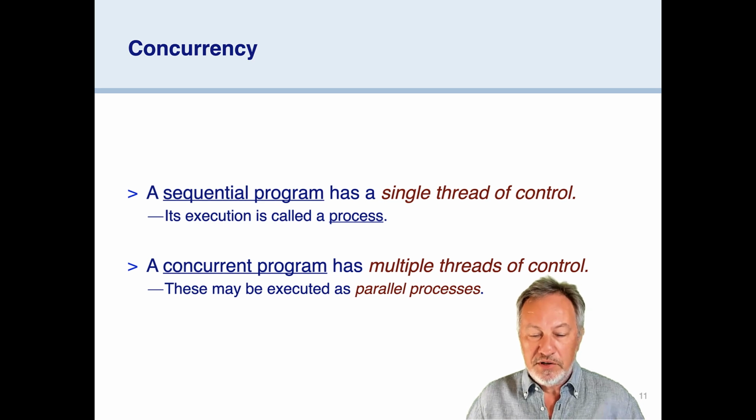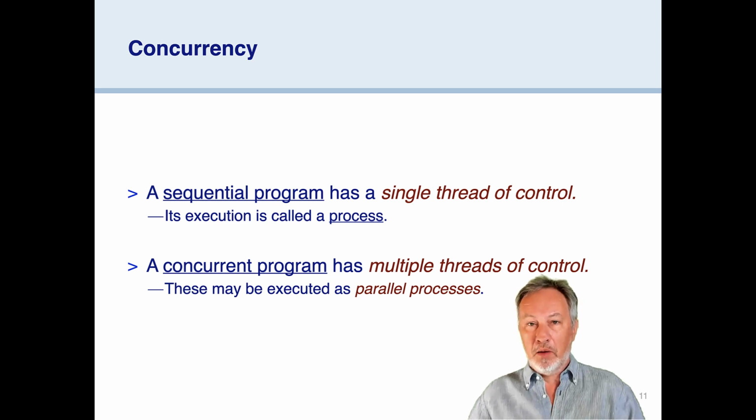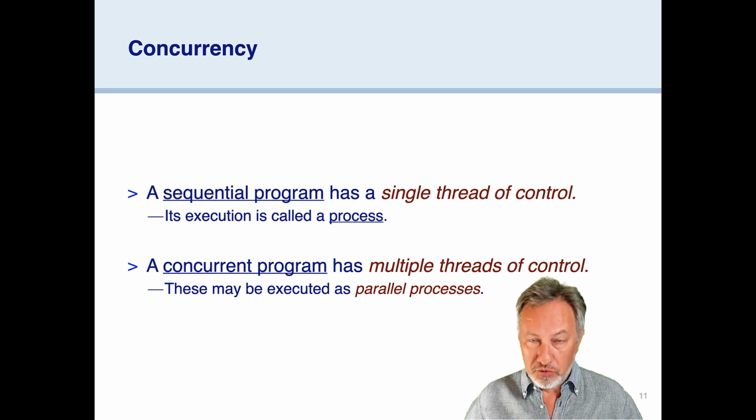So Andrews and Schneider provide a very nice classification of concepts of concurrency, and this will form the basis for the rest of the lecture today. So first of all, we can think of concurrency as follows. A sequential program is a program with a single thread of control, and the execution of such a program is called a process. A concurrent program, on the other hand, may have multiple threads of control, and these can be executed as parallel processes.